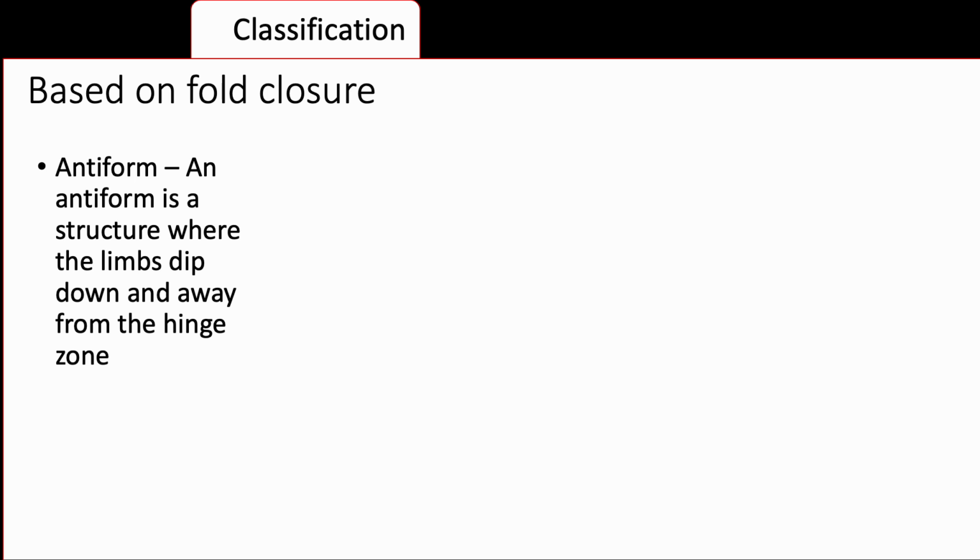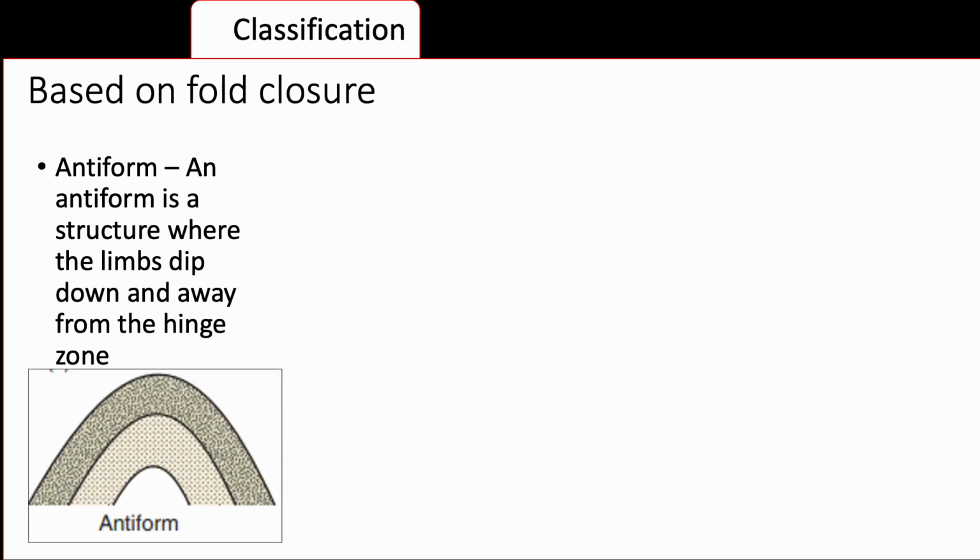Next, we classify the fold on the basis of fold closure. In this way, we have three types of folds. Antiforms. An antiform is a structure where the limbs dip downward away from the hinge zone. As shown in the figure, the limbs are dipping away from the center. This is known as the antiform.